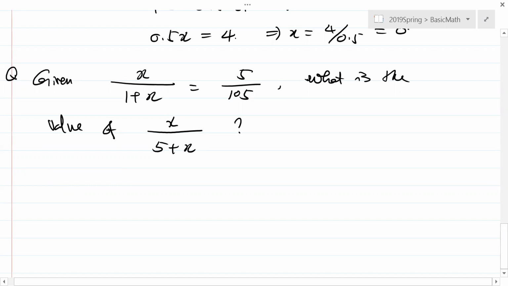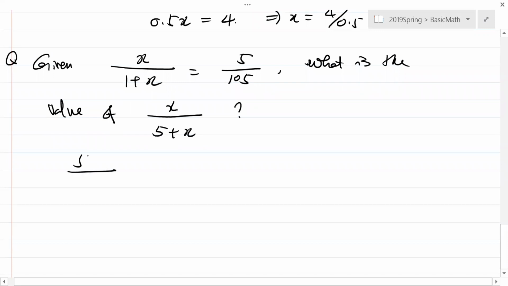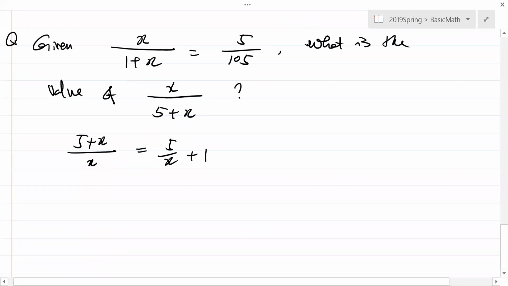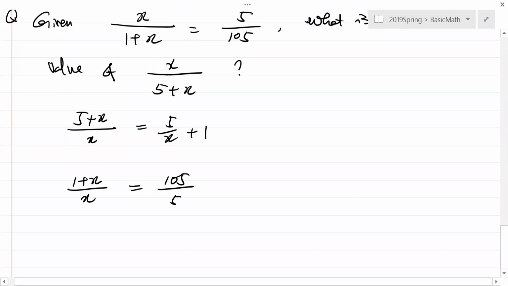The easiest way to do it is you just need to find 5 plus x over x, instead of x over 5 plus x. And that one is going to be 5 over x plus 1. But what you're given is x over 1 plus x, so I also turn this upside down. This is going to be 1 over 5 over 5, right?